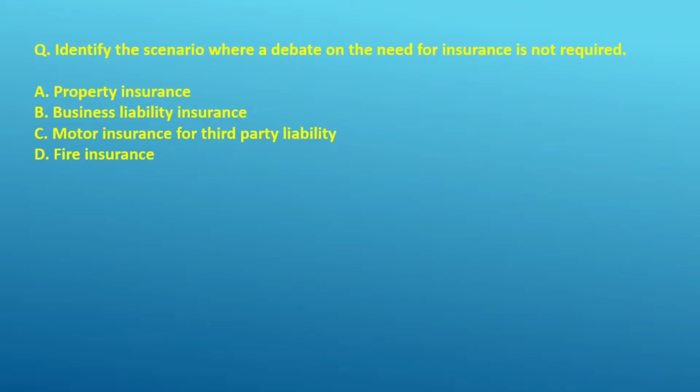Identify the scenario where a debate on the need of insurance is not required. The correct answer is motor insurance for third-party liability. Friends, all of you know that motor insurance, vehicle insurance, is compulsory. And if you don't want to buy comprehensive insurance for your bike, it is still compulsory that you have to buy third-party liability insurance.